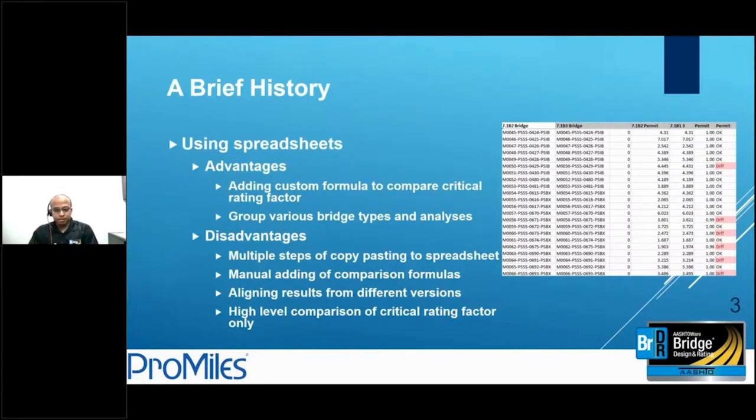The other big problem with comparing using a spreadsheet was that it was a high-level comparison only. It will just give you a rating factor comparison. There was no design ratio comparison as such, and for the rating factor comparison, you just get the critical rating factor for the bridge itself, by vehicle and by the rating level you rate it for.